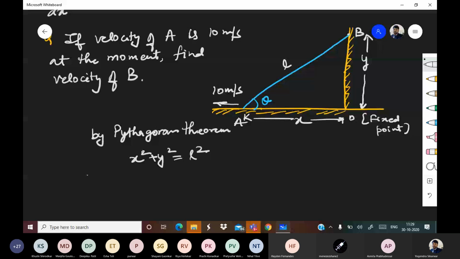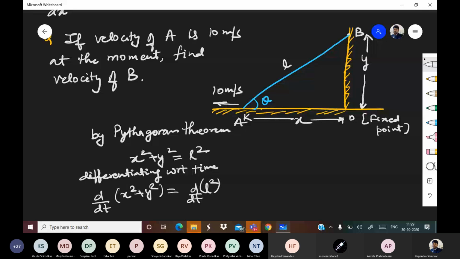Now differentiating with respect to time. So d by dt of x square plus y square is equal to d by dt of L square. All right. Now, this can be further written as d by dt of x square plus d by dt of y square is equal to zero, because L is the length of the rod, which will remain constant. So something is constant, then its differentiation will be zero. Its rate of change will be zero because it cannot change.